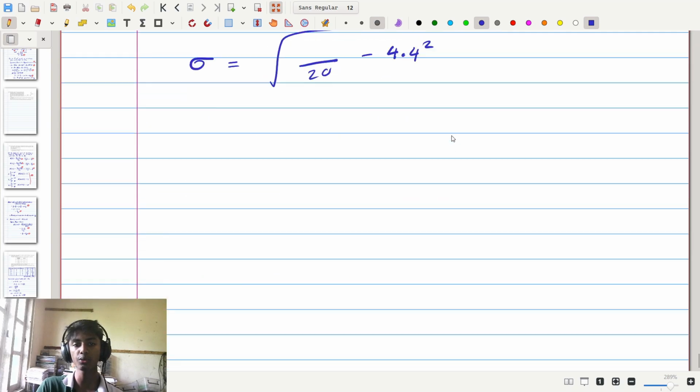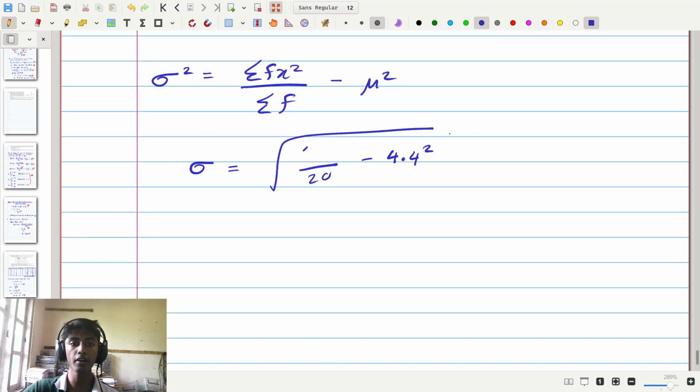Now from this, going down, we have 460 divided by 20 minus 4.4 squared as being the value of sigma, or rather sigma squared.